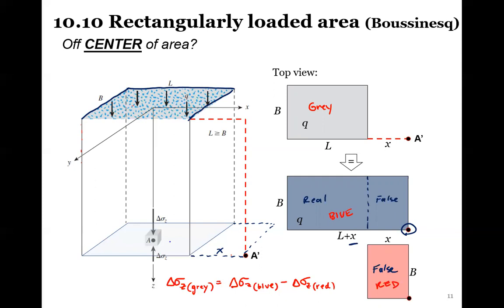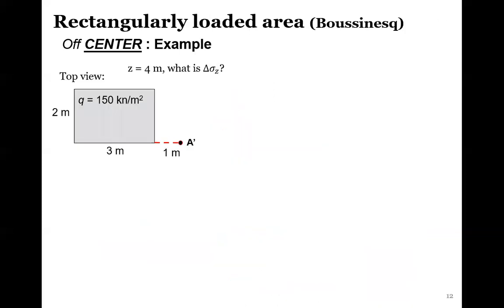So let's look at an example of this real quick. Off-center example, same thing as before. This is the bird's eye view. We have a 2 meter by 3 meter footing, which means what is our B going to equal?